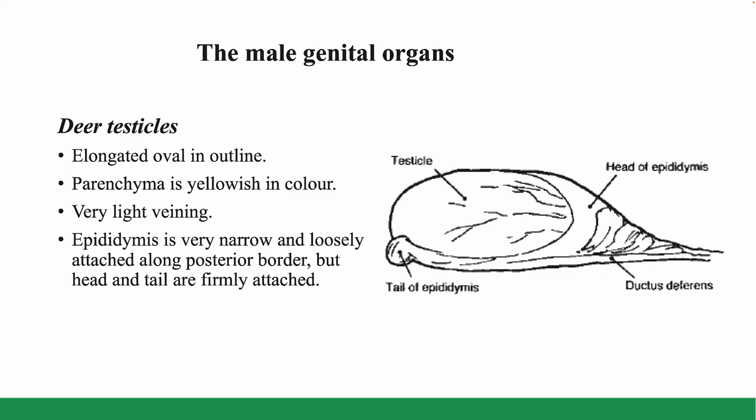And as well in a deer, the epididymis is loosely attached, with very light veining, and elongated in outline. It's like someone was pulling it apart, and its parenchyma is yellowish in color.